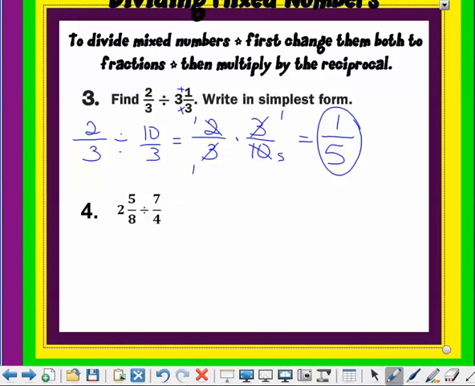All right, pause the video for a moment and try number 4. Remember, you have a mixed number to make into an improper fraction. You're going to take the reciprocal of the divisor and then multiply.